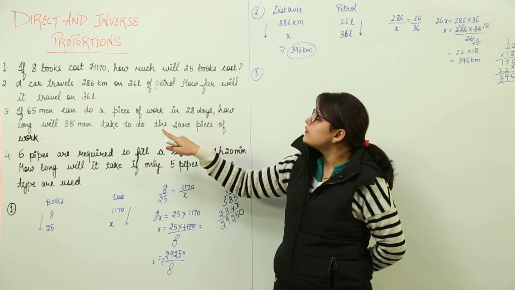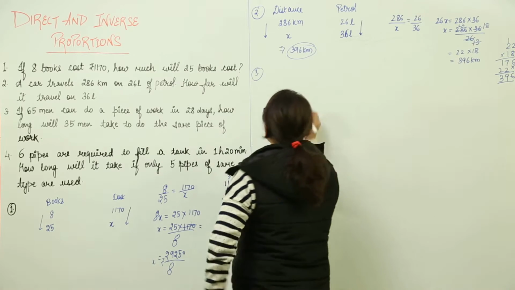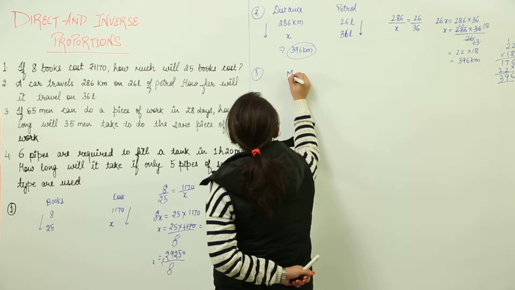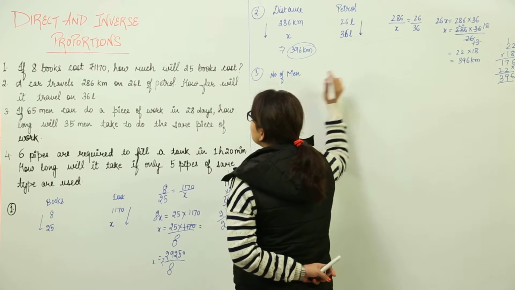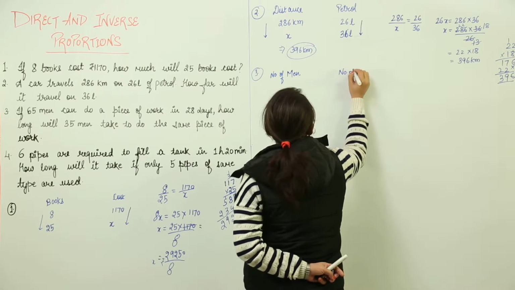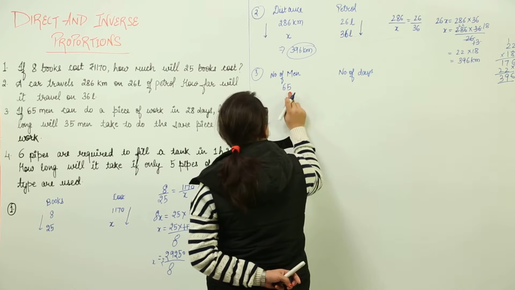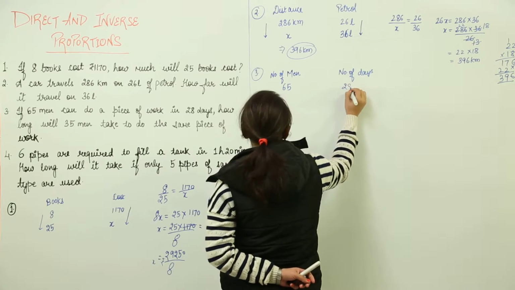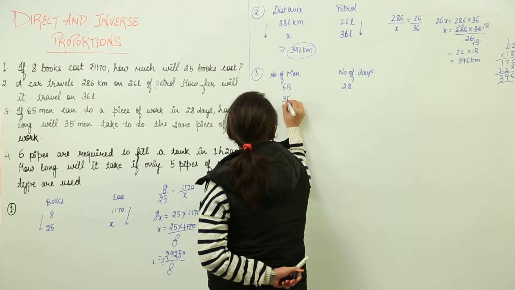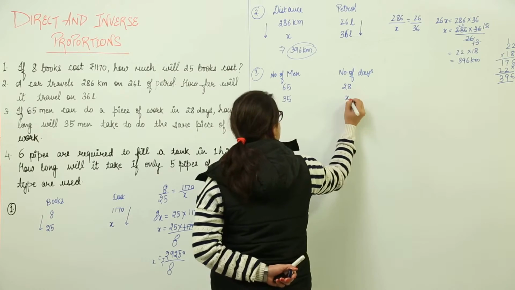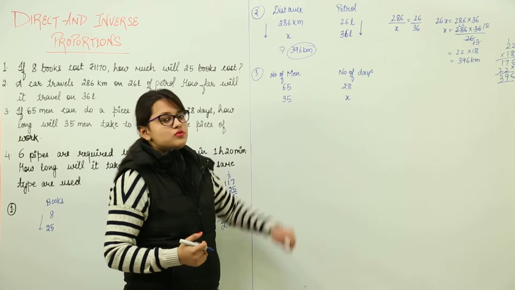How long will 35 men take to do the same piece of work? So we will write the two quantities they are talking about: number of men and number of days. Now the number of men is 65. When the number of men was 65, the days were 28. Now we have to find out how long 35 men will take. So below, in the men section, write 35, and the number of days you have to find, so you will write x over there.